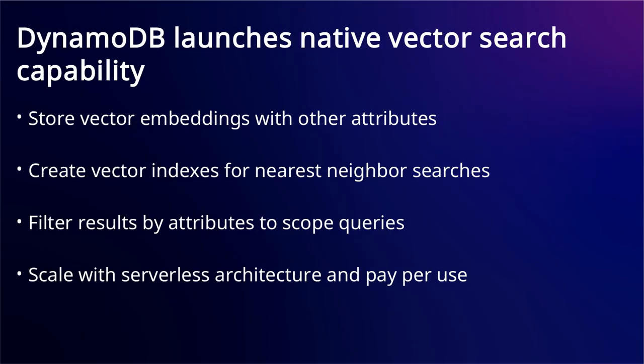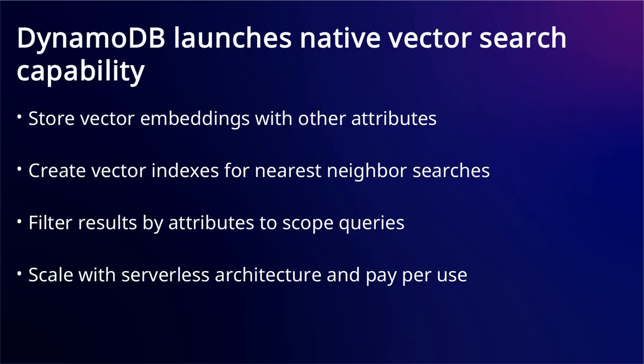When vector datasets grow to billions or trillions of vectors, you face trade-offs between search speed, scale, and accuracy. Latency increases with vector count unless you accept lower recall or throughput. DynamoDB Vector Search solves this by providing single-digit millisecond latency at 99% plus recall for any scale. You store vector embeddings alongside other attributes and generate them using models from Amazon Bedrock or other sources.